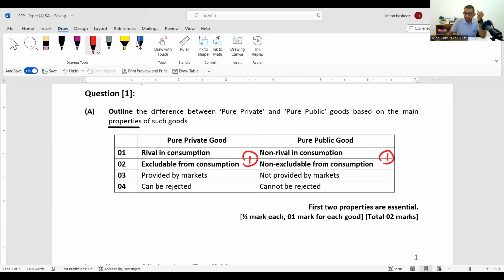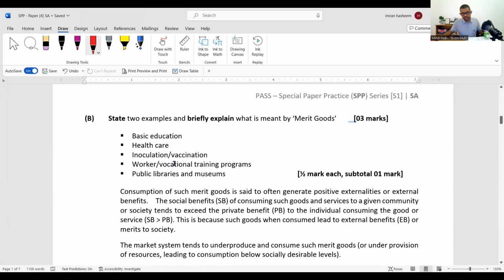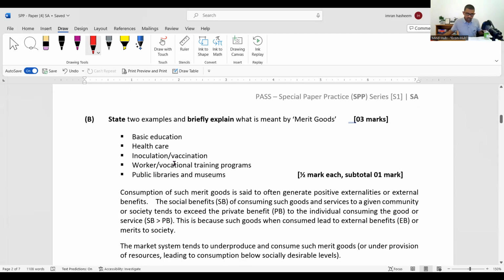The other number 3 and 4 are actually a bit additional, but I thought I can share this with you and you will be okay with it. But I'm 100% confident all of you know the principal difference between pure private and pure public based on rivalry and excludability. Okay, then the second question, question 1, part B. I want you to talk about what are merit goods with examples and explain why these examples are considered as merit goods. I think I've given a really good way to explain.